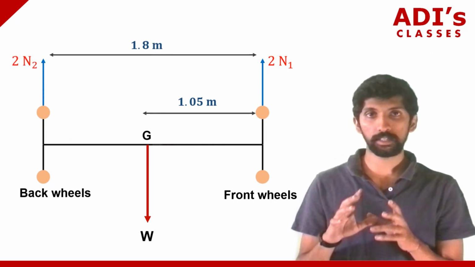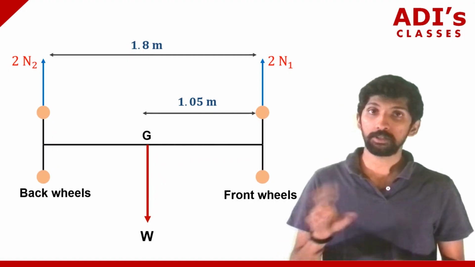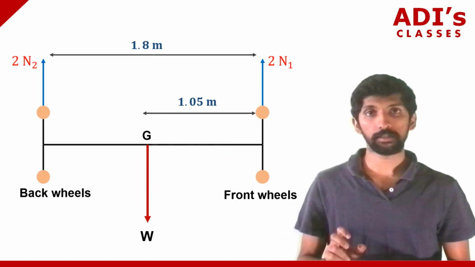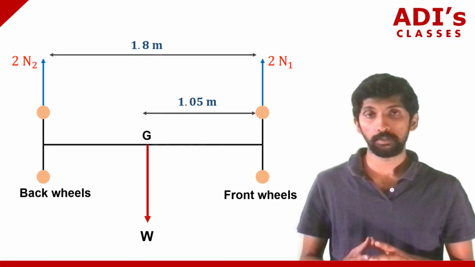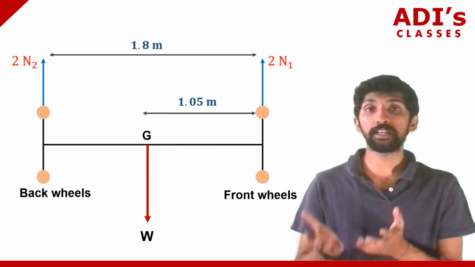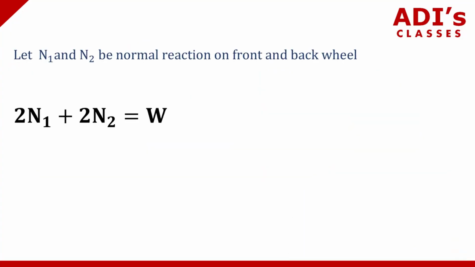How many wheels are there? Basically there are 4 wheels, correct? So we have 2N1 plus 2N2, 2 in the front, 2 in the back. So 2N1 plus 2N2 is equal to W, because this is vertical equilibrium. Call this equation number 1.